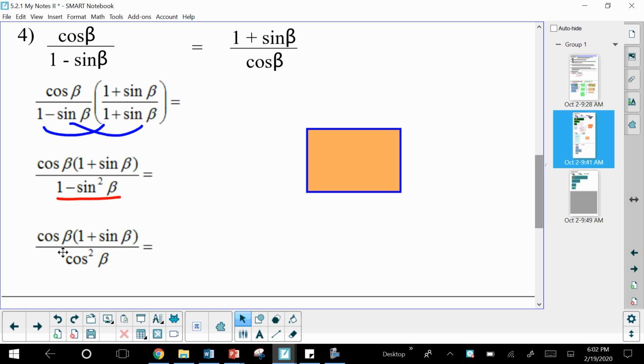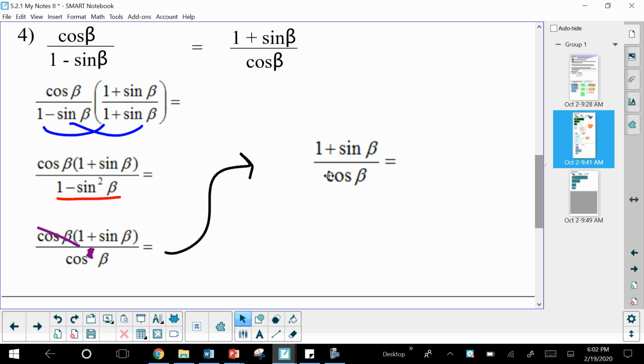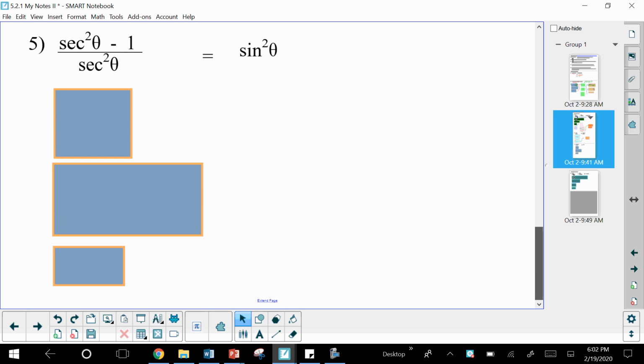Okay, pause. Take a look at the right-hand side of your problem. We need 1 plus sine beta, which I have in my numerator, and I need just a cosine beta in my denominator. Well, if you look at your problem, you have a cosine beta in the numerator, and you have a cosine squared beta in the denominator, so those guys can cancel out. So I believe we get the right-hand side of the problem. All right, moving on to the next problem.